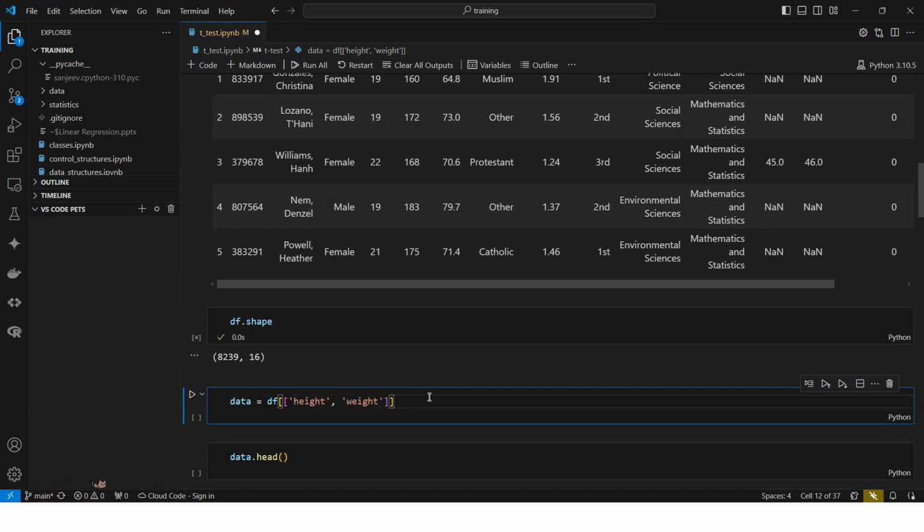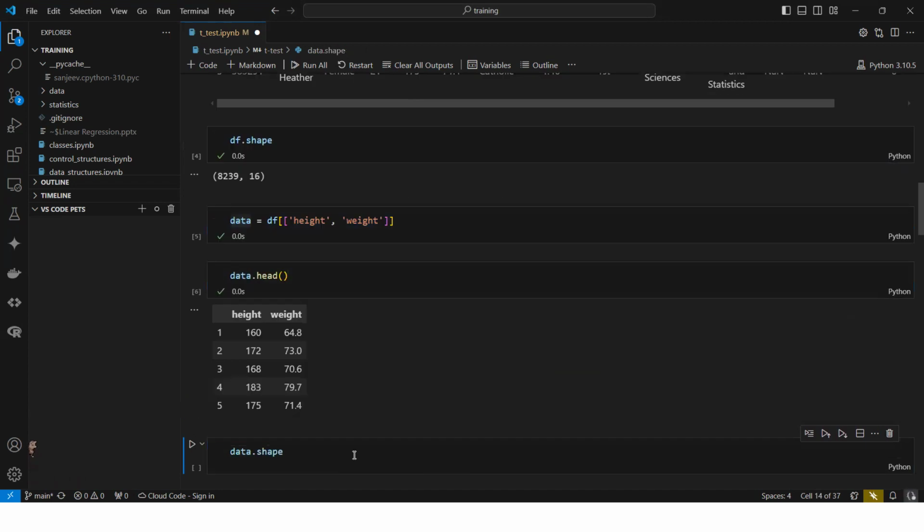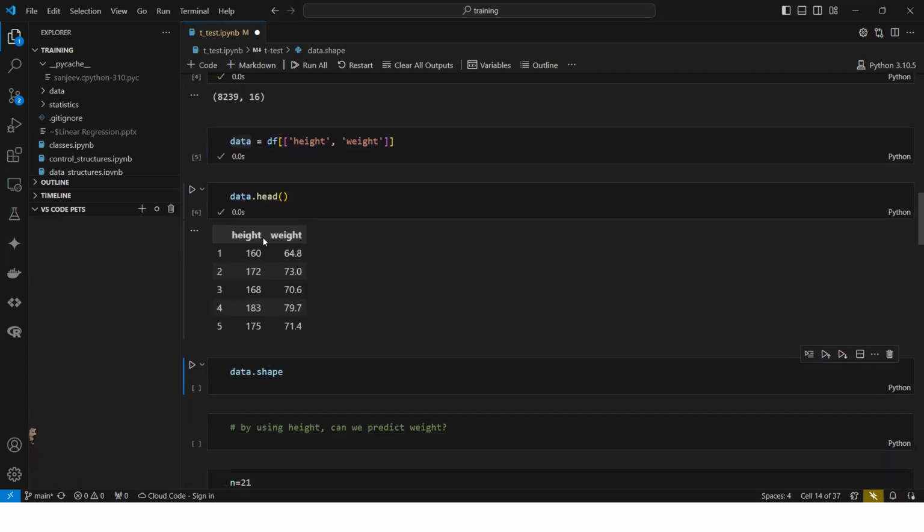So how do I do that? For subsetting, I will take two columns. That is how I subset: I use a double square bracket, take the necessary columns into my data frame and assign it to a new variable. Now in the new variable, you have only two columns, height and weight.